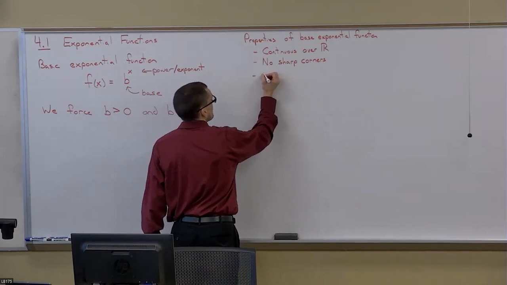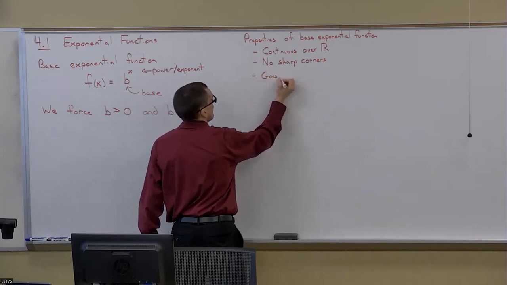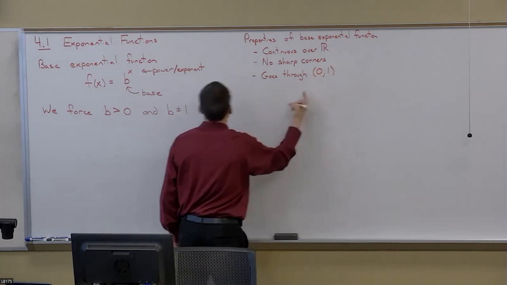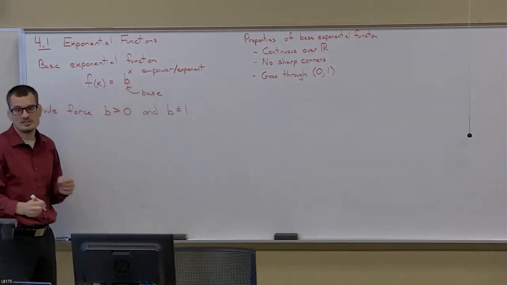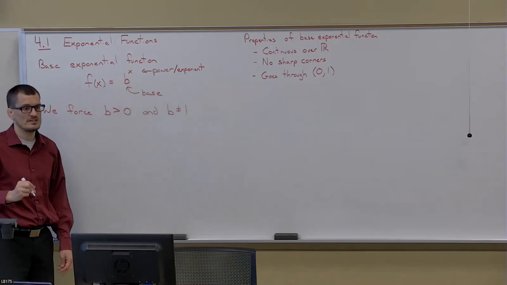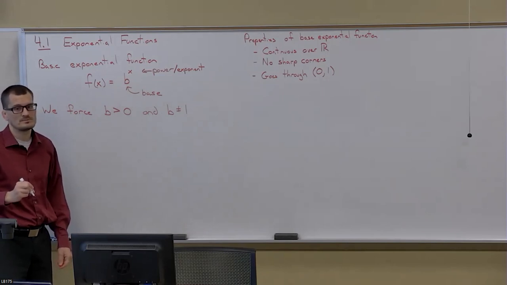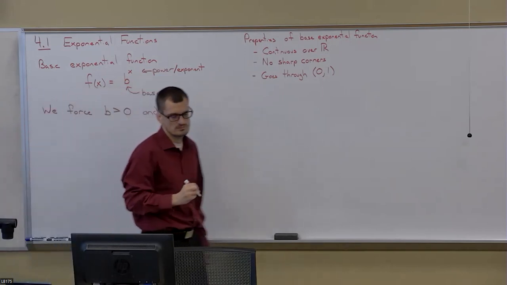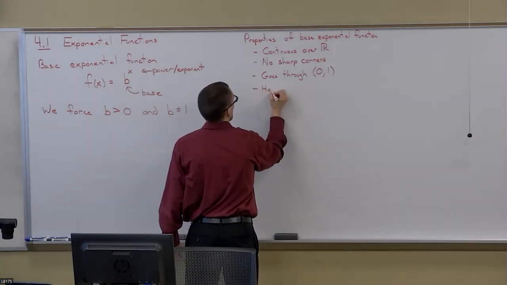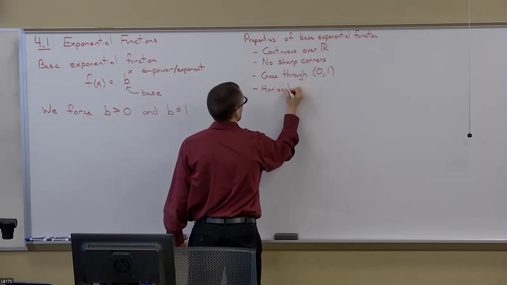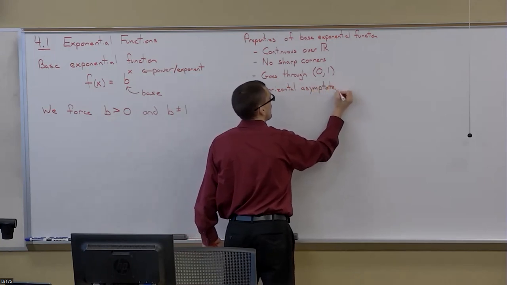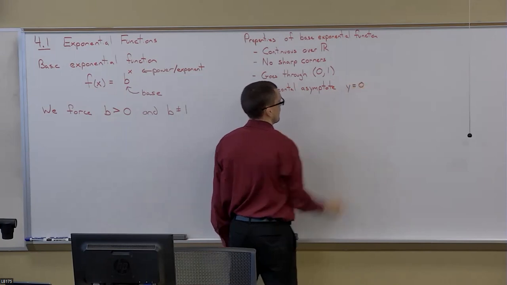It goes through the point 0, 1. Any number to the 0 power is equal to 1, other than 0 to the 0 power. That's what's called an indeterminate form. We have a horizontal asymptote of y equals 0.